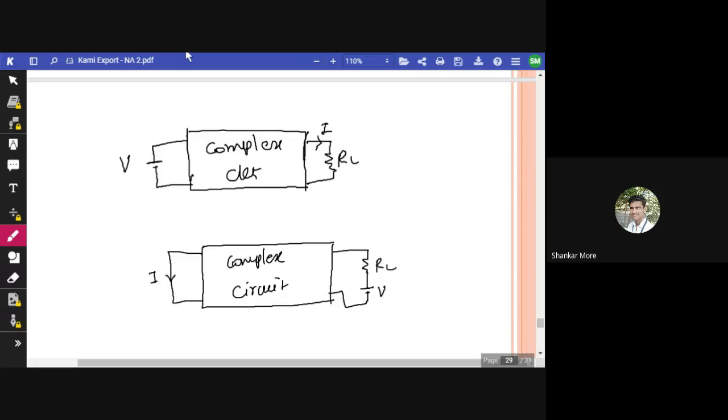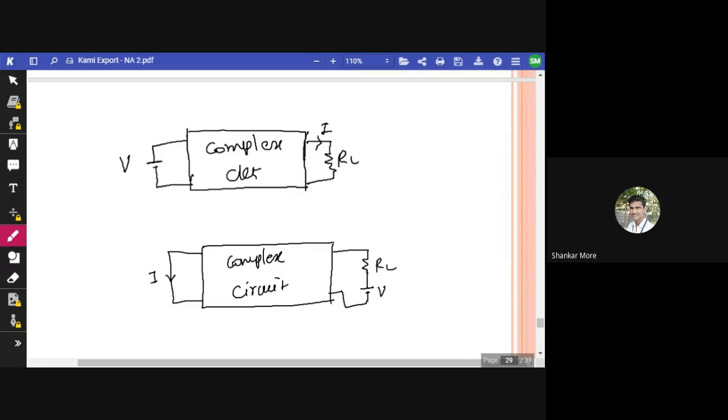So here, what did we do? What we have done is we've just interchanged the position of voltage and current, isn't it? The voltage was at the input, so we put it at the output, and the current which was at the output, we put at the input.